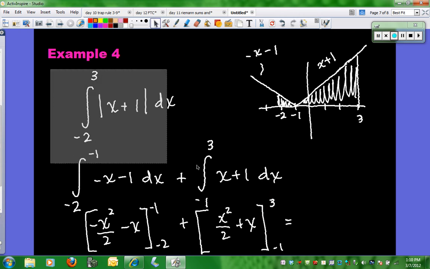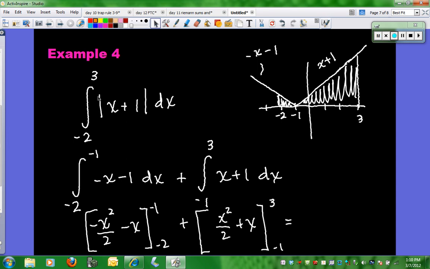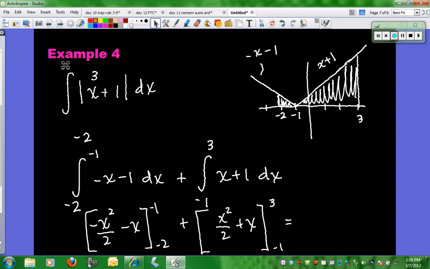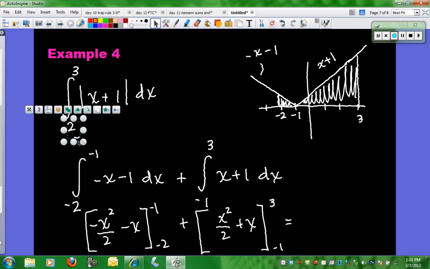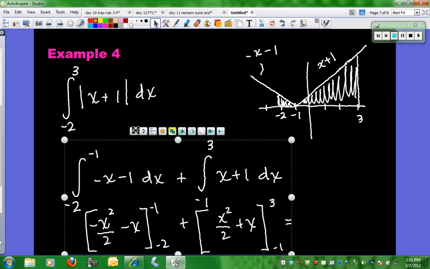I'm going to move some of this up so I have some space. Wow, that's a lot of space. So I'm going to move that up there, and this over here, and this over here, and that there. There you go. Let's see if I can move all this up.